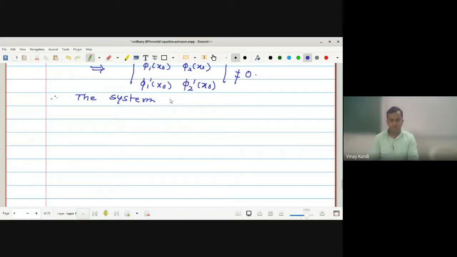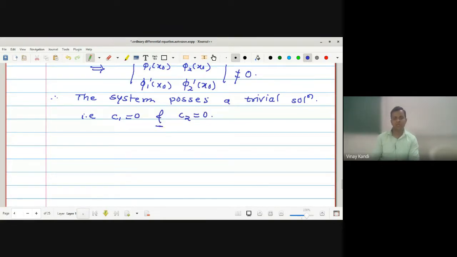The system possesses a trivial solution. What is the trivial solution? That is C1 is equal to 0 and C2 is equal to 0. It implies that phi1 and phi2 are linearly independent. Hence the proof. Any doubt up to here?